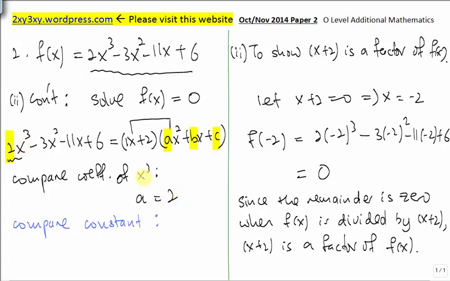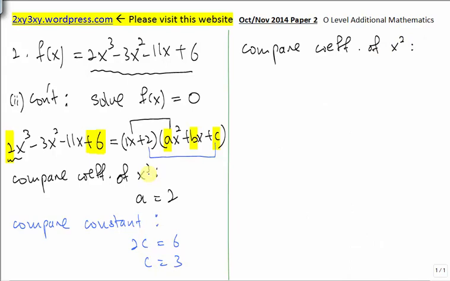After we compare the highest power, now we're going to compare the constant. To get a constant from this expression, we just take the constant multiplied by the constant in this expression. So it's 2c, and this is actually equal to 6 in this part of the expression. So we get the value of c equal to 3.